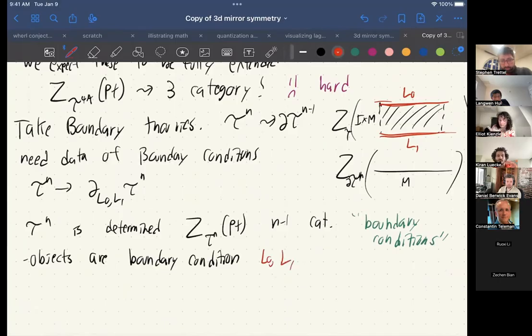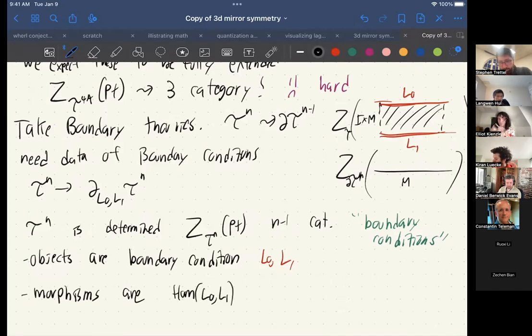L0 and L1, as our example from before says. And the morphisms between those objects are going to be, well, let's just take the Hom space, which remember, we're in an n minus one category, so this should be something that's an n minus two category. How do we get that?